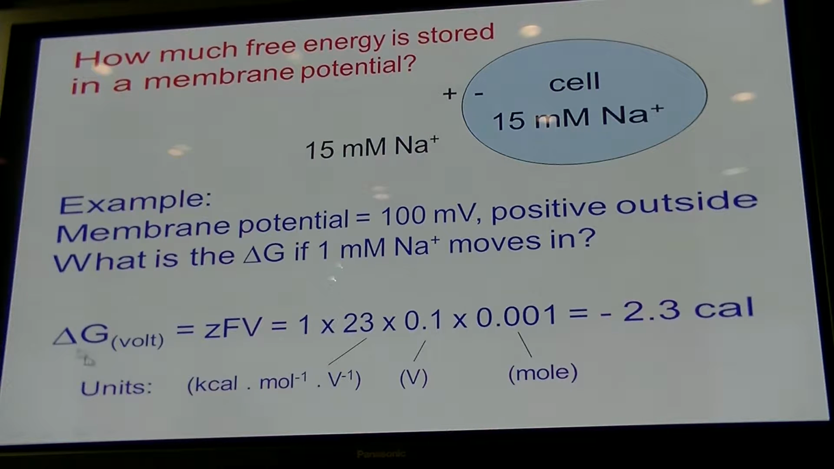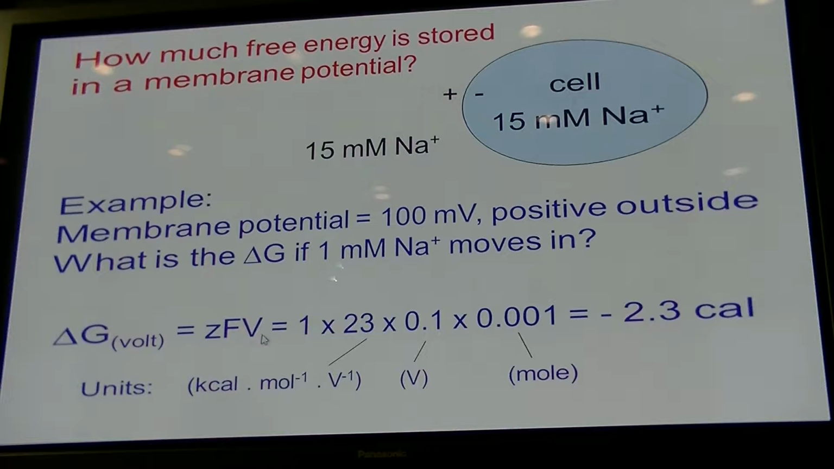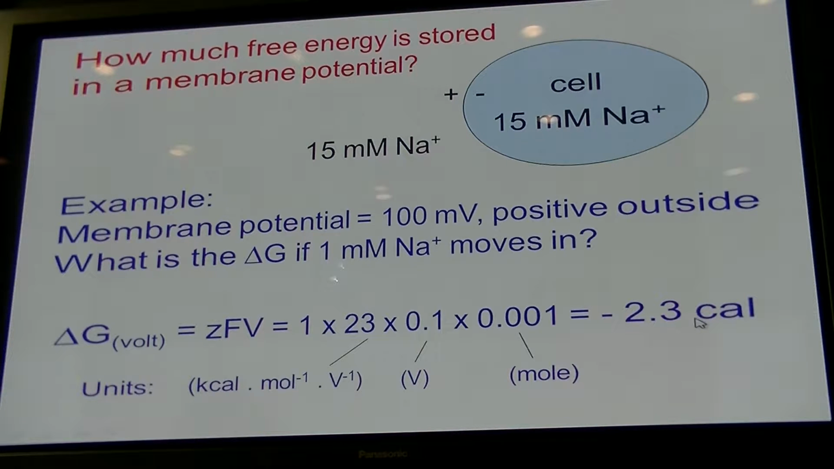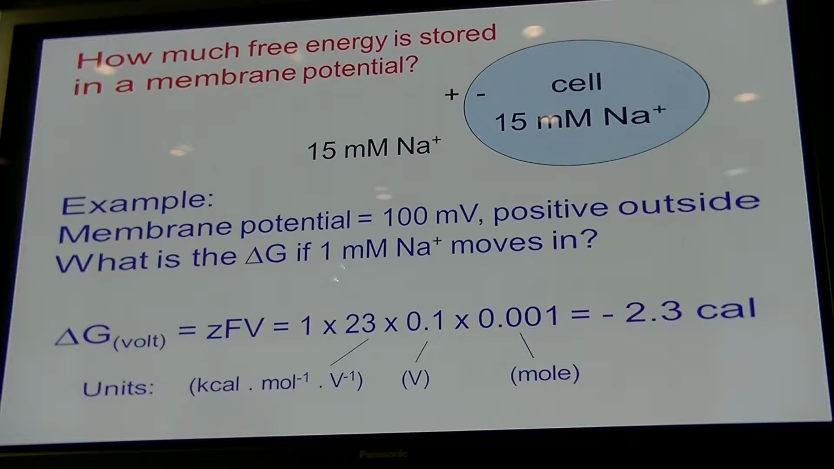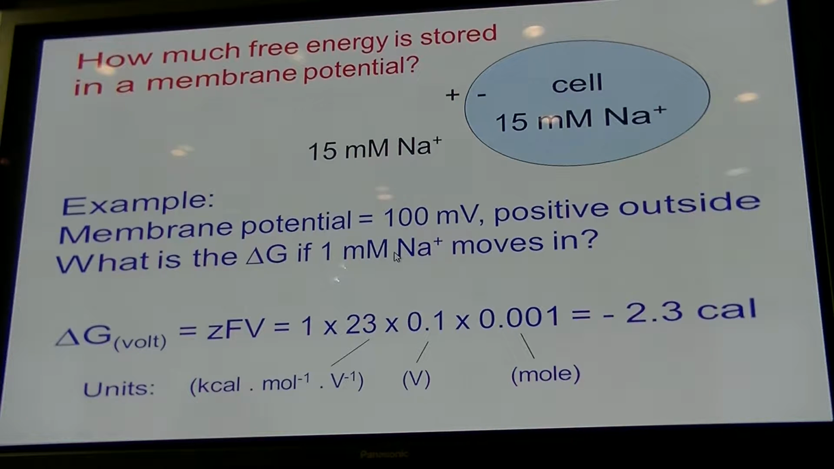Well, the free energy change, there it is. It's given by this equation, Z equals 1. So we fill in the numbers, and what we get here is negative 2.3 calories for 1 millimolar. For 1 millimolar, if it moves, I should say. So it is actually negative 2.3 kilocalories per mole. But if I change the question and say we're only moving 1 millimole in total, I should have said 1 millimole here, not 1 millimolar, then it's negative 2.3 calories.